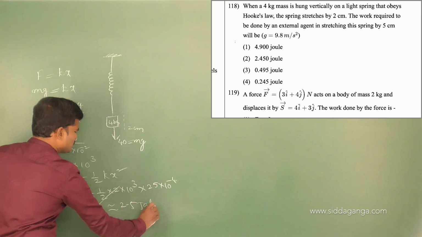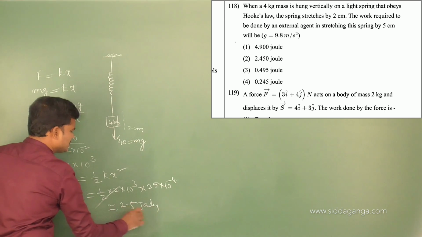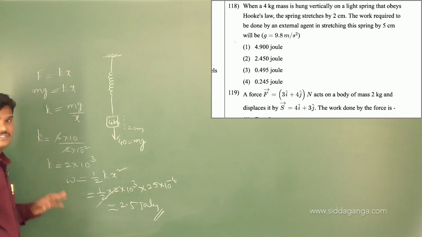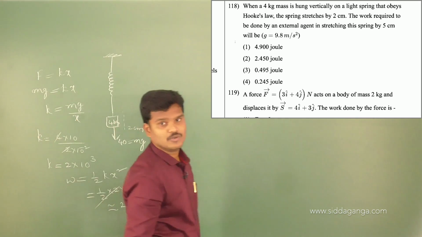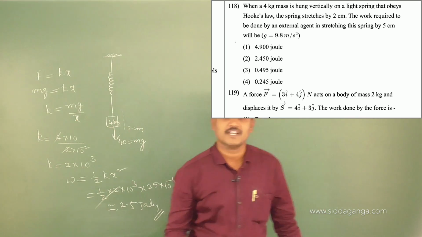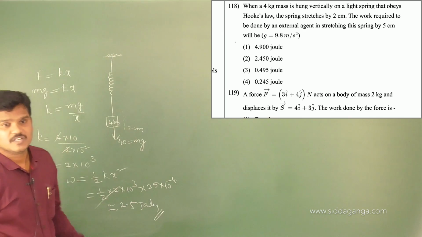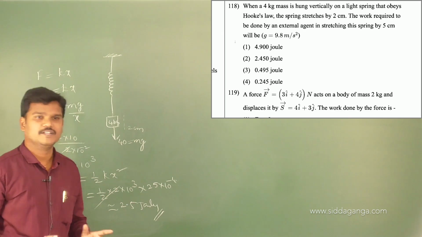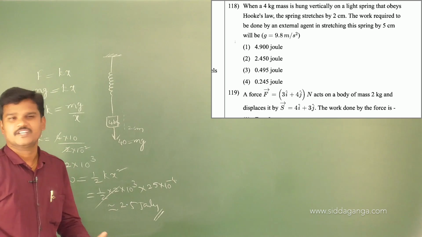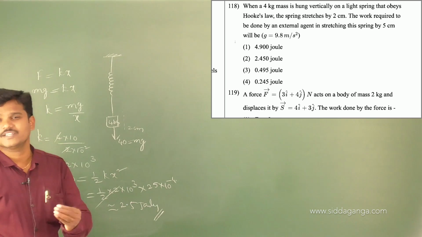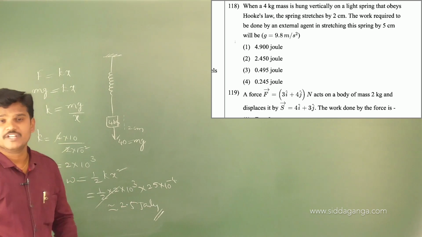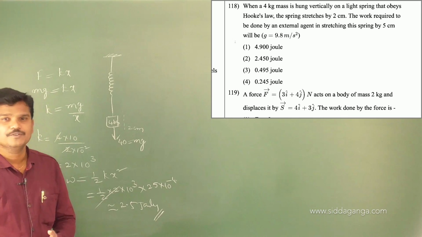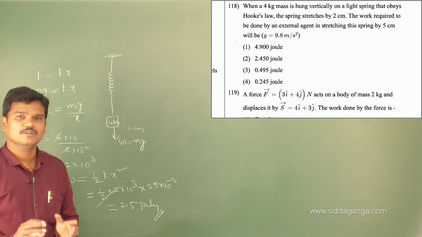2.5 joules. So 2.5 is not there, means at least the nearest answer is 2.450 joules. See the second option, 2.450. That is possible if I take g as 9.8. But right now I am taking g as 10. So no need to worry about taking g as 9.8 or 10. If you take 10, you will get the nearest answer. Right now I am getting 2.5 joules. If you take g as 9.8, you will get 2.450 joules.